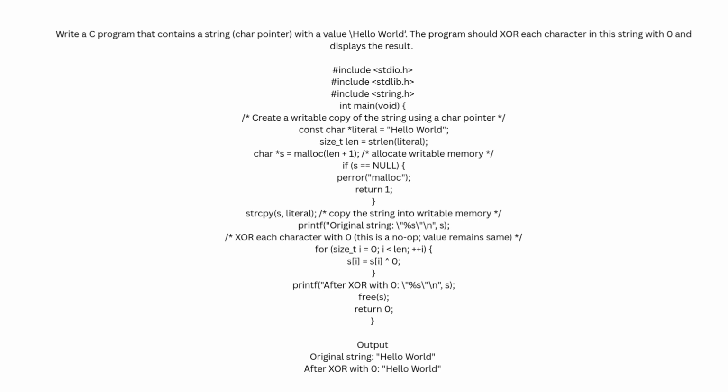Here we are going to print the final string after the XOR operation. And free of s, which means we release the memory allocated by malloc, and return 0, which represents the end and ends the program successfully. So this is the program we are discussing, the XOR operation for a given string.